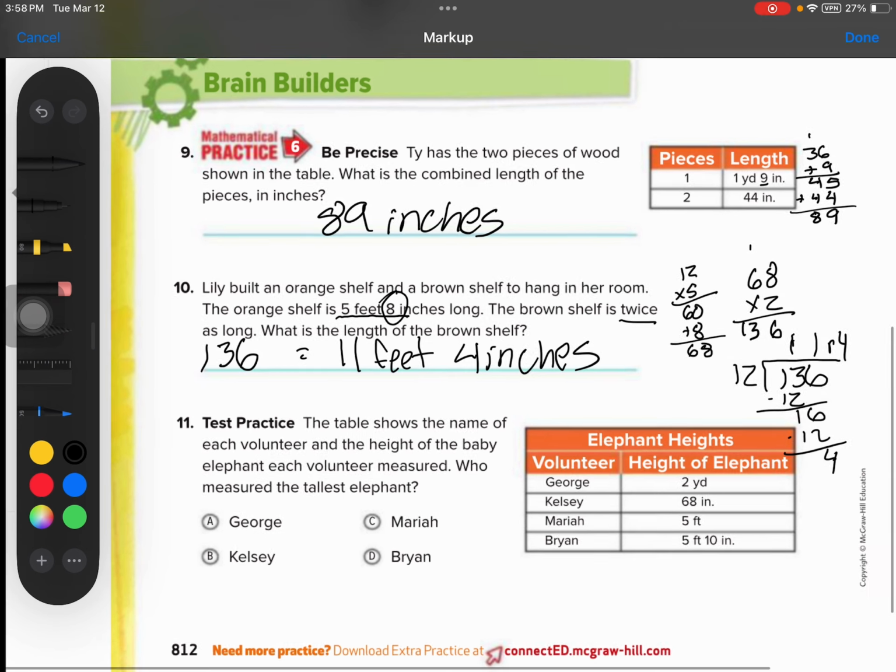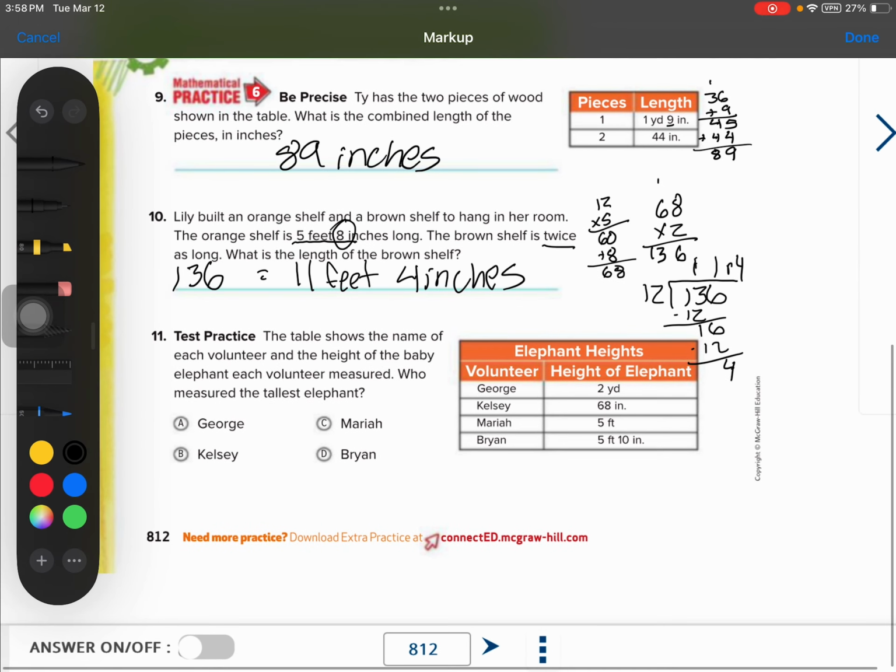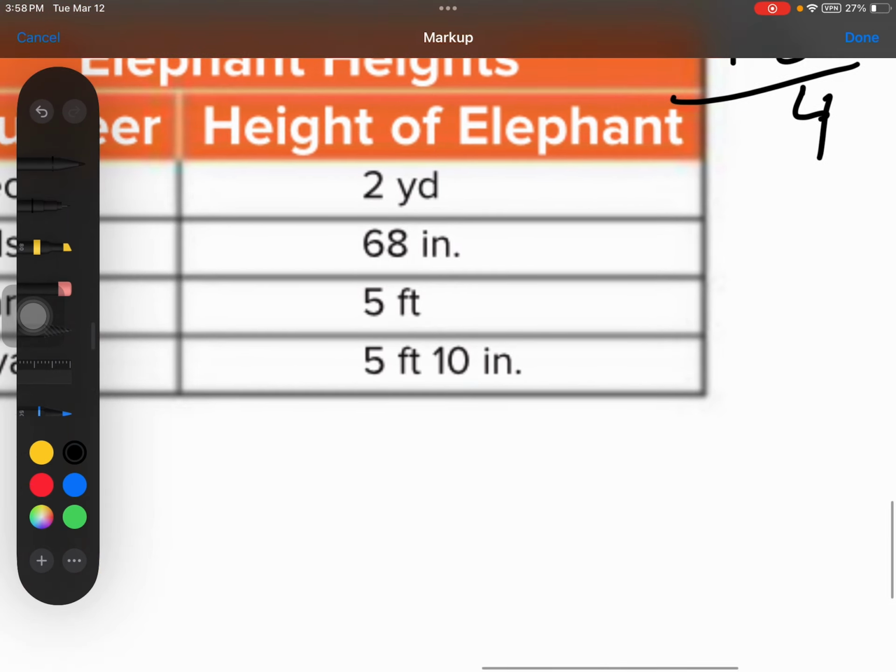Okay. All right, number 11. We need to figure out, each volunteer had to measure a baby elephant. We have to figure out who measured the tallest elephant. We got a couple of interesting things here. We have yards, inches, and feet. We need to convert them all to the smallest unit. So let's go with inches because that's the most precise, okay?